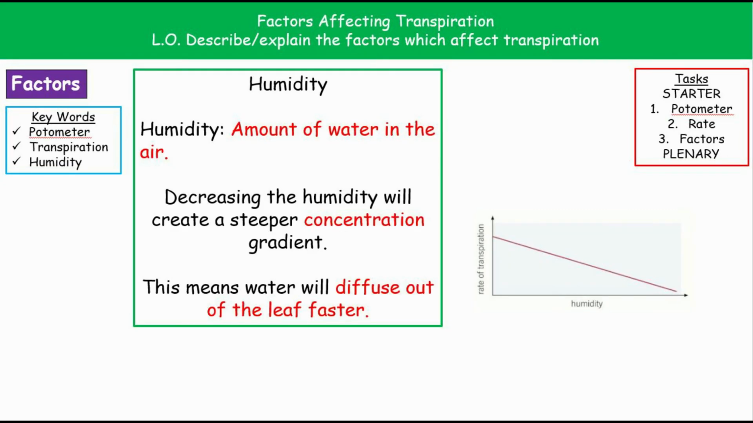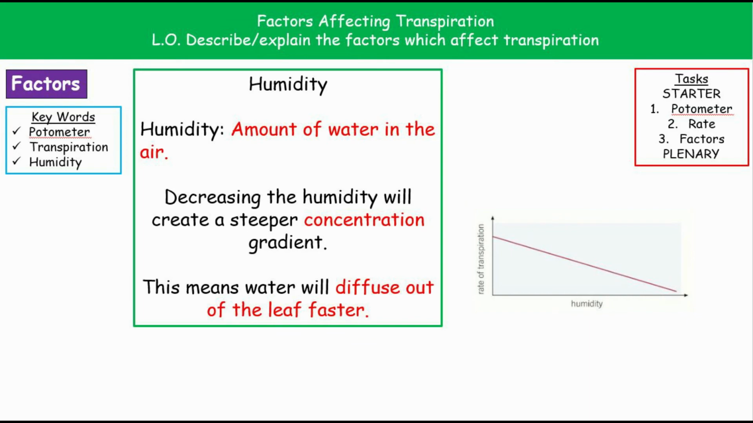When we talk about humidity, we're talking about the amount of water that's already in the air. So a humid day is one where you walk outside and the air feels that really heavy atmosphere. So you walk out and your clothes feel like they're sticking to you already. And that's because there's a lot of water present in the air. If it's a low humidity, then it's pretty dry. So that means we don't have much water in the air already.